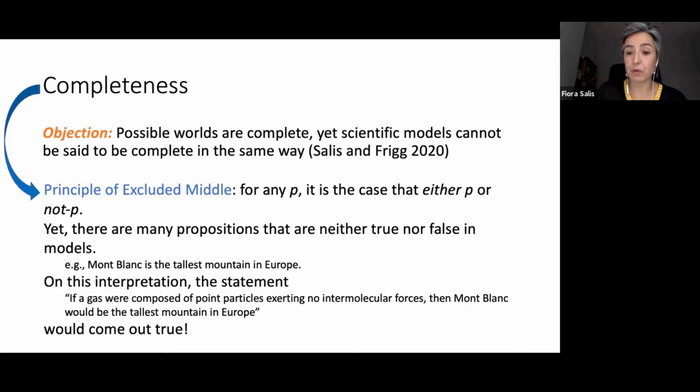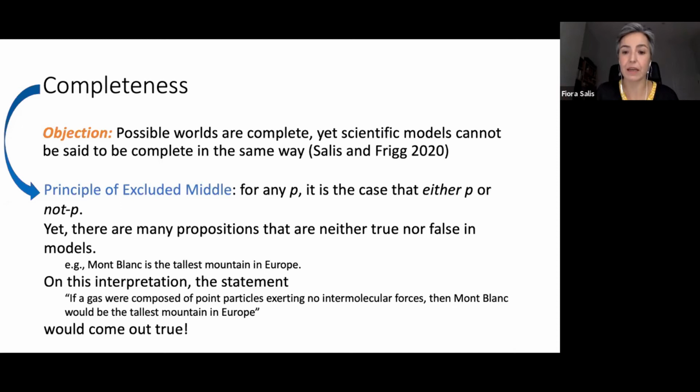One of these propositions is a proposition that is true in the actual world. So, Mont Blanc is the tallest mountain in Europe. And completeness requires that this very proposition be true also in the ideal gas model. If a gas were composed of point particles exerting no intermolecular forces, then Mont Blanc would be the tallest mountain in Europe. This statement, this counterfactual conditional statement, is, according to this analysis, true in the model. And yet it doesn't seem to be correct. It doesn't seem to be a plausible thing to say.